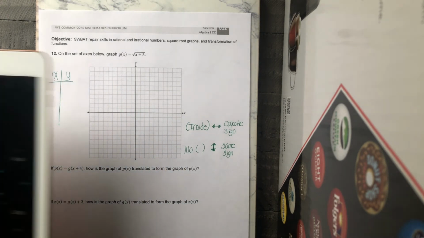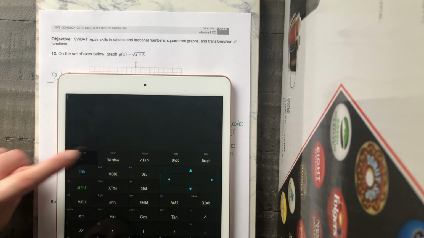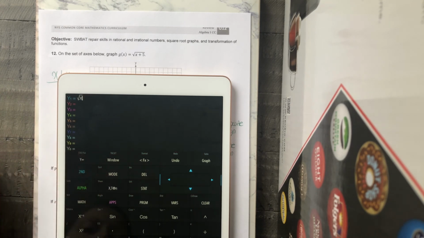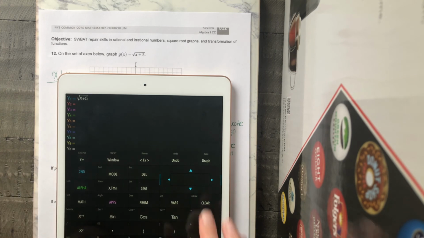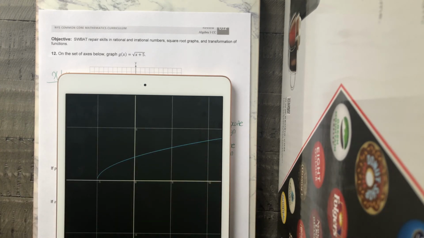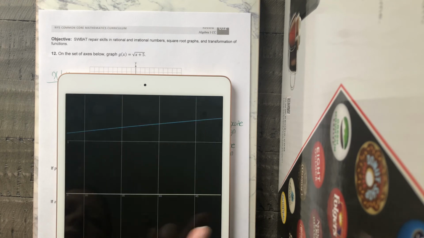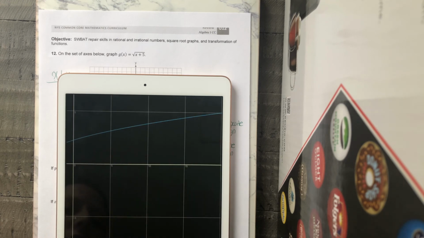So I'm going to jump over here. I'm going to go to y equals, and then I'm going to type in the square root of x plus 5. And I'm just going to press graph at first to see what it looks like. If this is my origin right here in the middle, I can see that I'm not starting at 0, 0. It looks like it's starting at -5, 0. And then it looks like it's just going up and over to the right forever. Because if I scroll over, it's going, going, going, going, right? Forever.